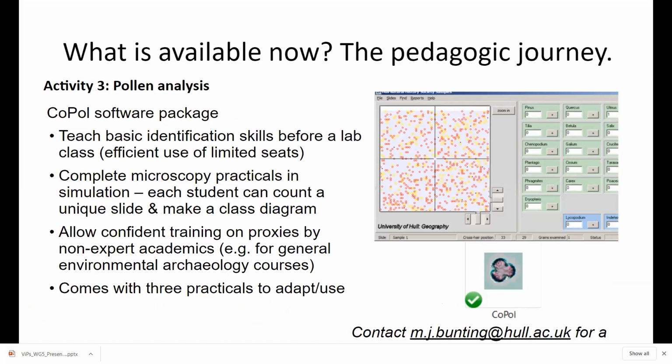And then I'm not going to talk too much about col-pol. You'll hear about that later, but col-pol is a really nice resource. It's a software package that teaches basic identification skills. It's used before a lab class, but it's really versatile, and this allows students to actively engage with trying to identify pollen. There are complete microscopy practicals and simulation, so each student can count a unique slide and make a class diagram. It allows confident training on proxies by non-expert academics, so for general environmental courses as well. And it comes with 3 practicals to adapt and use. If you have any particular questions about that, they're best directed towards Jane, I think.